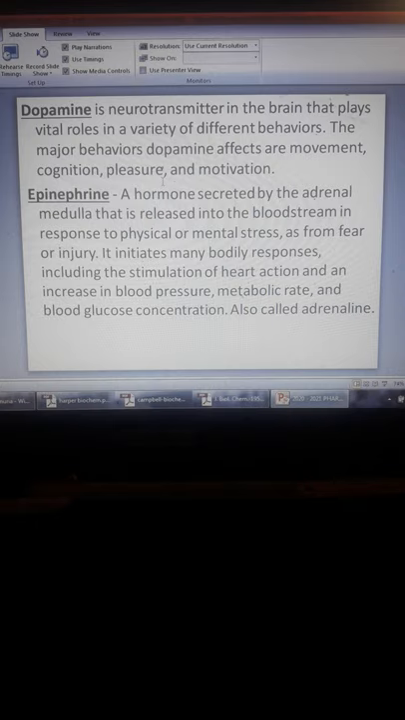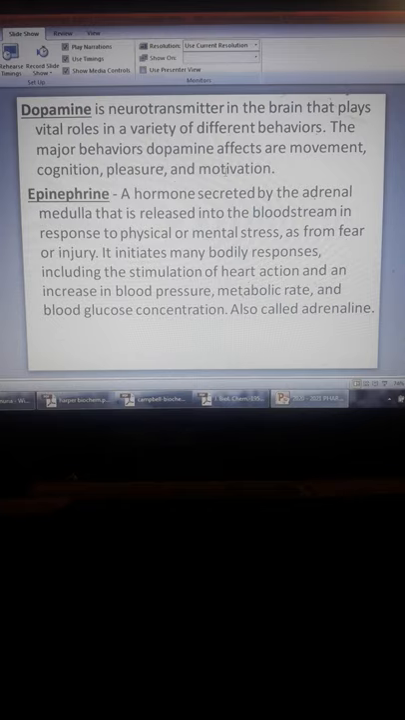Okay? So, what are dopamine and epinephrine? Usually neurotransmitters in the brain, they play a vital role in a variety of different behaviors. Usually, dopamine controls cognitive function or cognition, pleasure, motivation, and movement of the person. Epinephrine is the hormone secreted by the adrenal gland. Usually, these are considered emergency neurotransmitters or emergency hormones, released in the bloodstream in response to physical and mental stress. Like emergencies, a fire, so your epinephrine is intense.